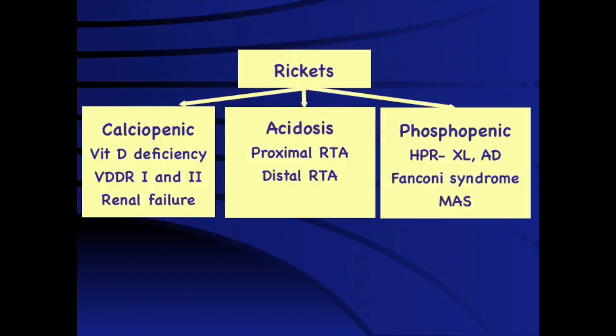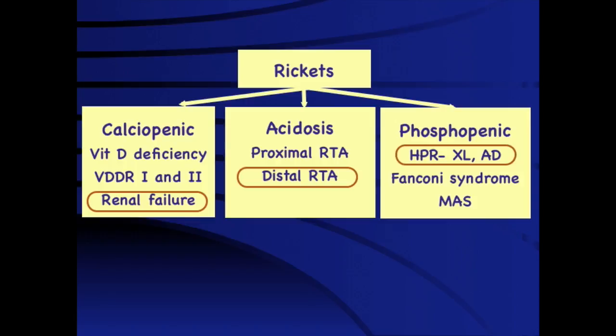So now we'll go forward in terms of evaluation and situations. The most important things to consider as far as refractory rickets are concerned are renal failure, distal tubular acidosis, hypophosphatemic rickets, and vitamin D dependent rickets type 1 and type 2, not necessarily in that order.